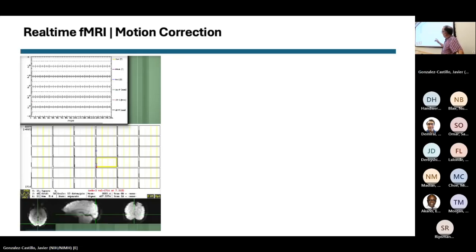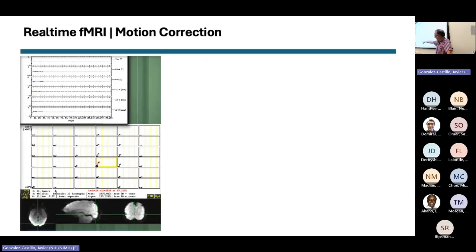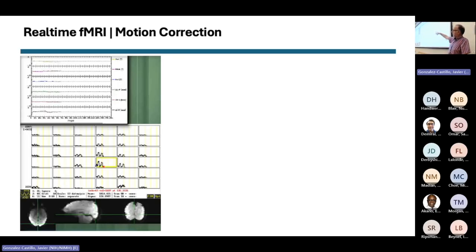Now, the beautiful thing of having a real-time system, and this is a screenshot of what you would see in our scanners, is that not only do you see the data in terms of the spatial and how it changes over time, but you tend to get these traces of motion. The motion estimates that we always see, you're seeing them as the data gets acquired. So not only are we correcting, but we're looking at it.